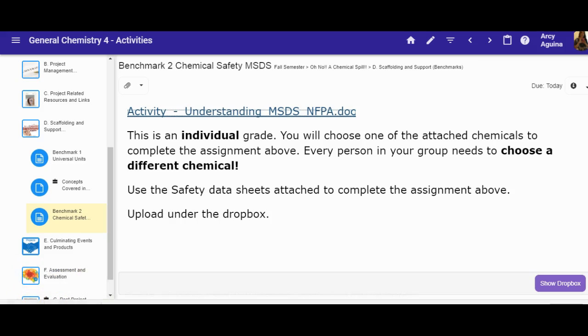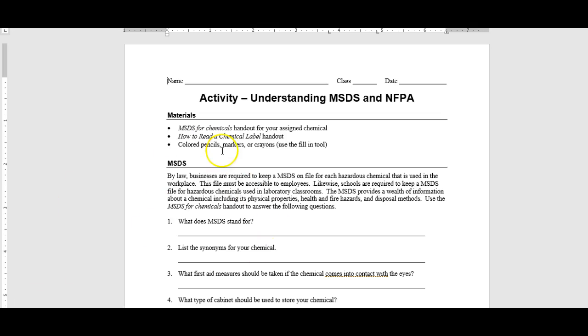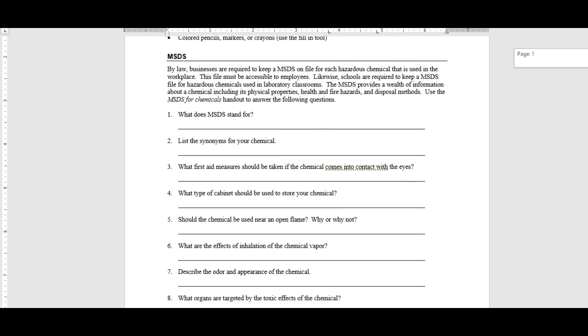So this one's fairly easy. When you download the assignment, it looks something like this. So you're gonna make a material safety data sheet for whatever chemical you assigned yourself in your group. You need to learn how to read them. So you guys are going to be working with pretty, I would say, intensive chemicals right off the bat. So you need to learn how to read this, the MSDS on it, the labels.